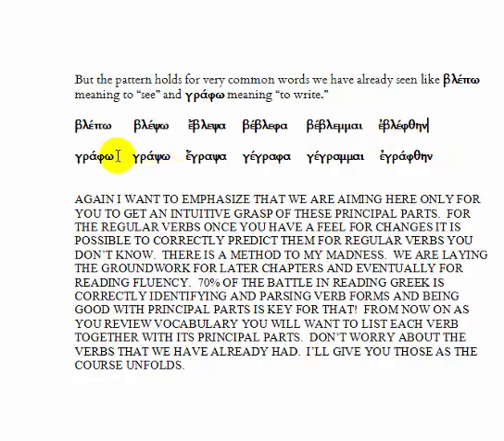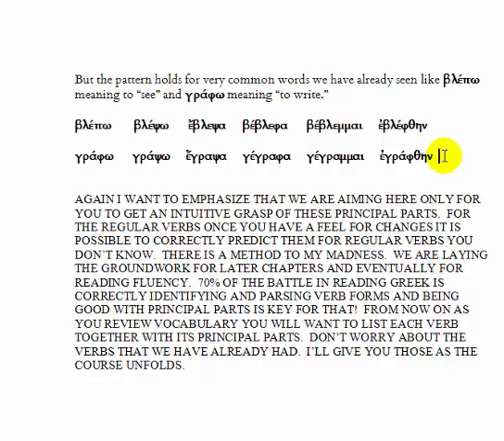Grapho, this is the first time we've seen a phi in the stem here, but again, not a whole lot of difference. Grapho, grapso, egrapsa, gegrapha. Notice the phi again comes back when you see the psi in this third principal part. Gegrammai, egraphthane. Again, these should be fairly straightforward to you. Just get in the habit of saying them.